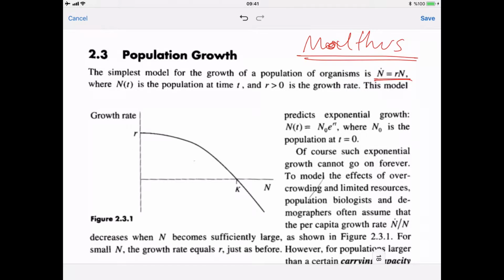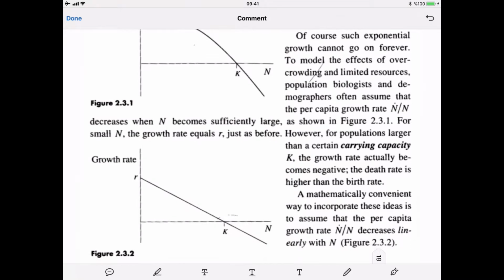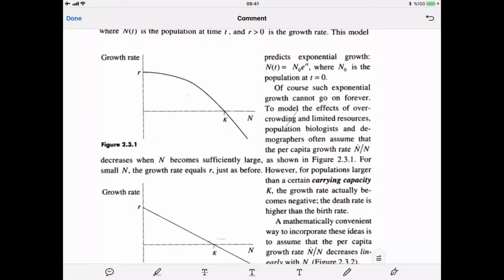Let's talk about how they were talking about it. Of course, such exponential growth cannot go on forever. To model the effect of overcrowding and limited resources, population biologists, let's talk about animals, okay? And demographers often assume that the per capita growth rate decreases with N as N becomes sufficiently large. So basically, the growth is crossing some point K, where you have just the right amount of animals, right?